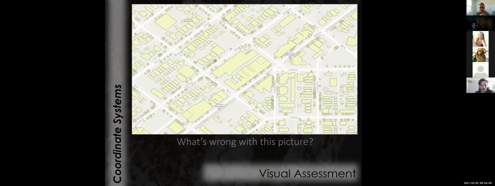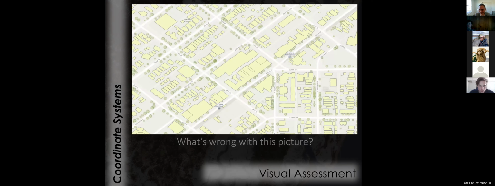So oftentimes you'll start a new map. This is a map of a portion of downtown Denver, and it might look like this. So what is wrong with this picture? Does anyone have an idea? Does anyone see anything wrong with this? It's not on the right coordinate system. Correct. And how did you know that?